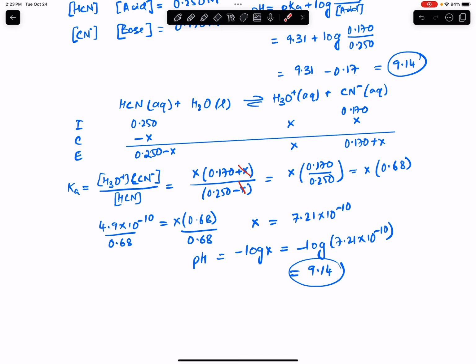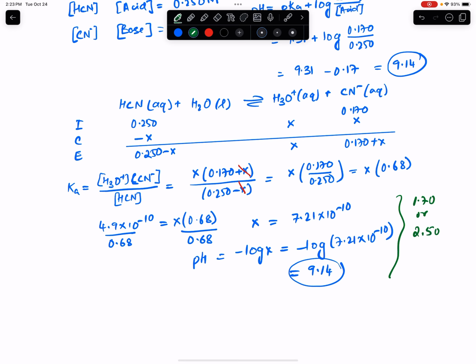Now, how would you make that decision? Take a look at the power of 10 out here and out here. If you express this number or this number in scientific notation, it will be 1.70 or 2.5 times 10 to the negative 1. If you take something that's 10 to the negative 1 and compare it with something that's this, that's like a billion times smaller. So the assumption that we made is absolutely correct, because this is just way smaller than this or this.